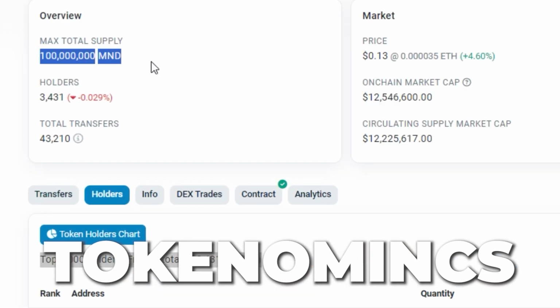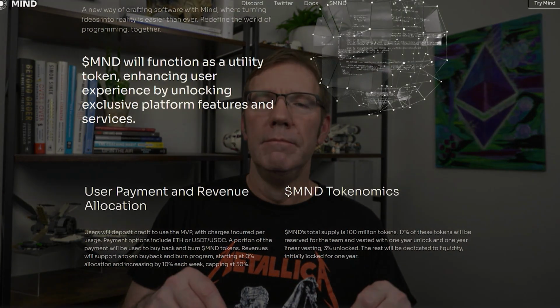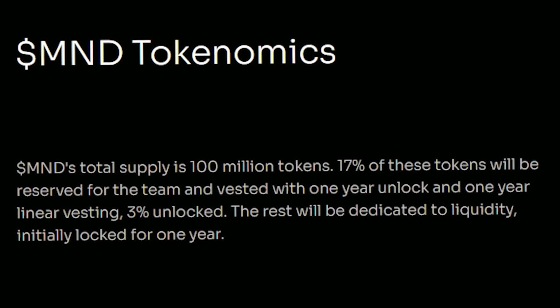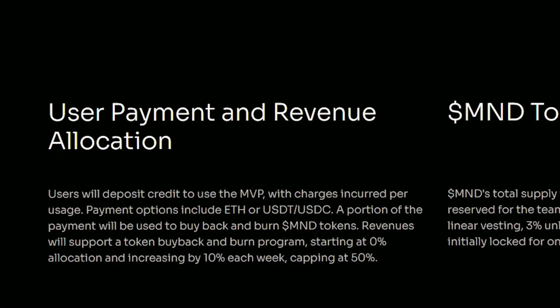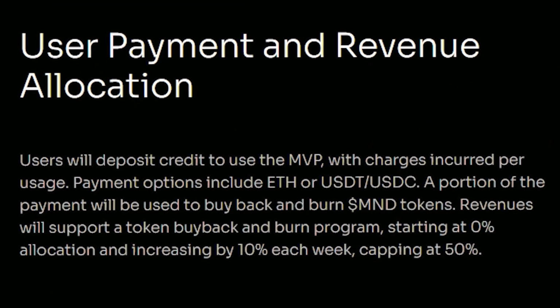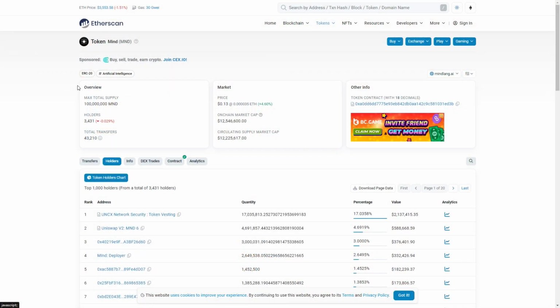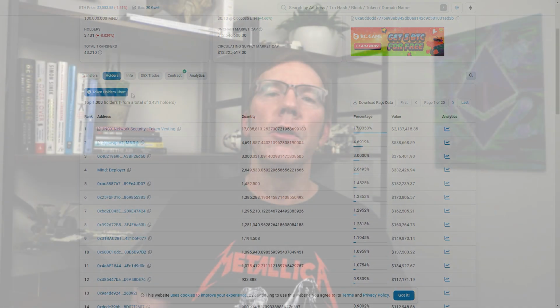Tokenomics: 100 million tokens, 83 million tokens are locked in liquidity. 17% of the tokens were held back for the team. Those are locked for 1 year. They do plan on taking a portion of the revenue and doing a buyback and burn with tokens that are spent on upgraded features or services to the protocol. Currently, the MND protocol is on the Ethereum ecosystem. The only place you can buy the token currently is Uniswap.